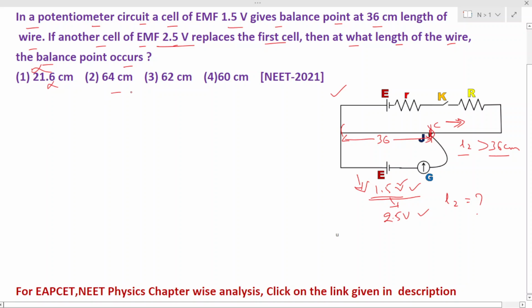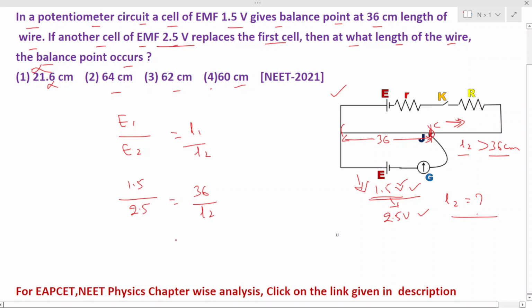Now if you see the other options, they are close and they are all greater than 36 centimeters. Then you have to go to the general concept. Here we use the concept of comparison of EMF of two cells. Using that concept, we can write E1 by E2 is equal to L1 by L2, where E1 is 1.5 volts, E2 is 2.5 volts, L1 is the first balancing length, that is 36 centimeters, and L2 is the next balancing length. That's what you are supposed to find.